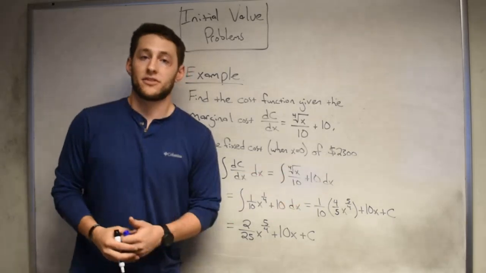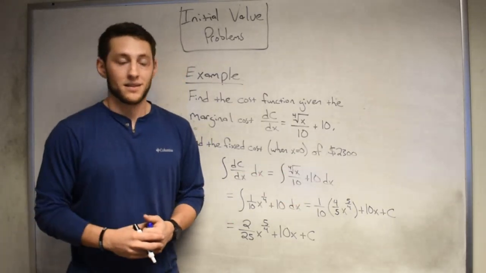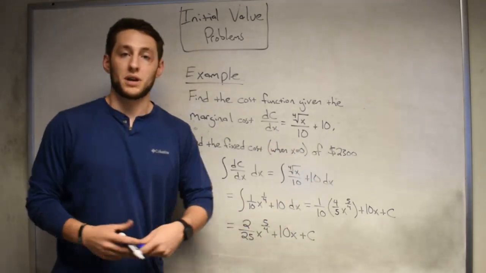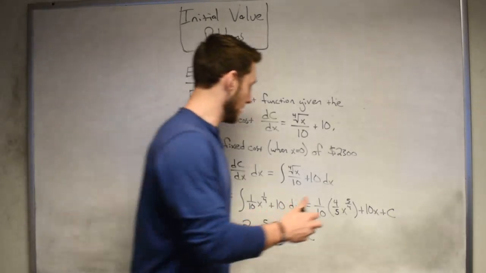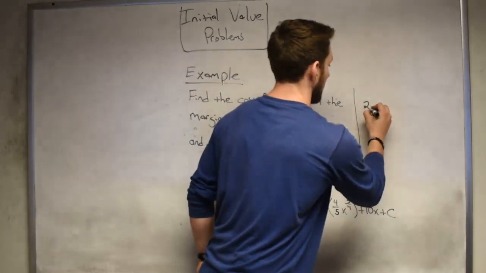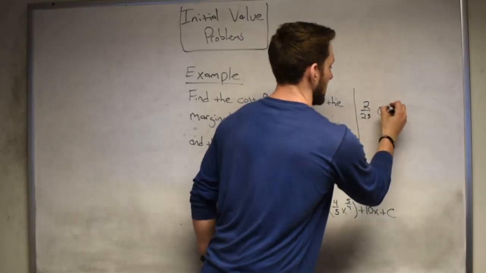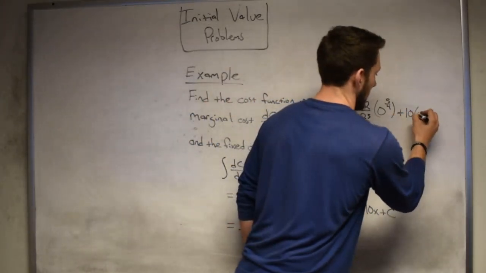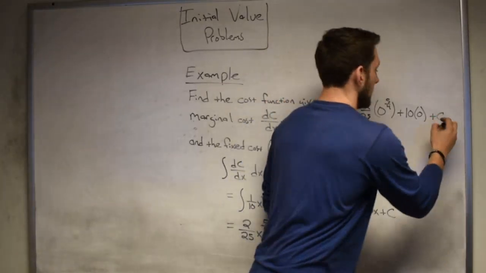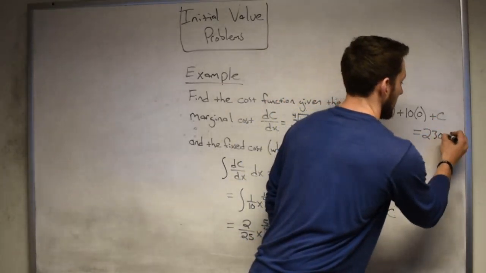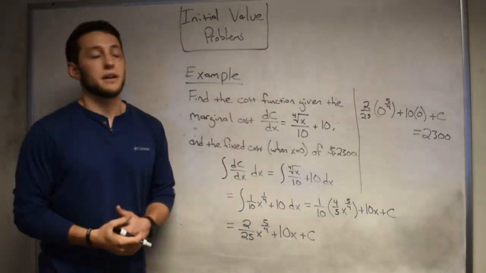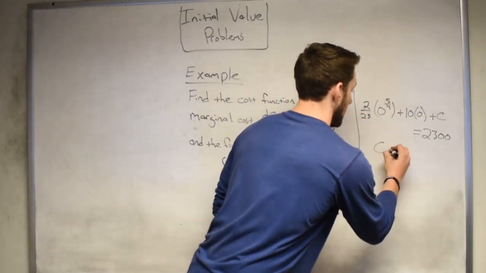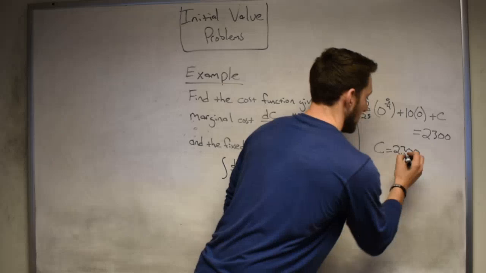But since now we have this bit of information, we can go ahead and figure out what c is. This bit of information says when I plug in 0 for x, I get $2,300. So just do that. Plug in 0 for x. 2 over 25 times 0 to the 5/4 plus 10 times 0 plus c. And that thing is equal to $2,300. Now you might have noticed, hey, we're just going to get that c, since both of these guys turn to 0, is equal to $2,300. And you'd be absolutely correct.